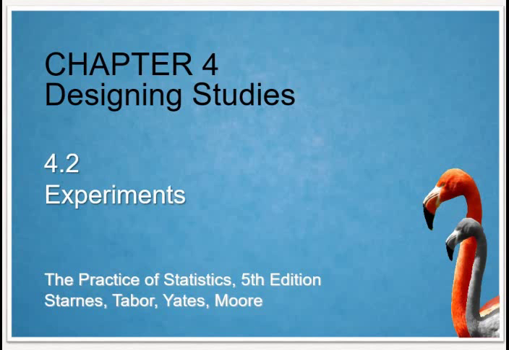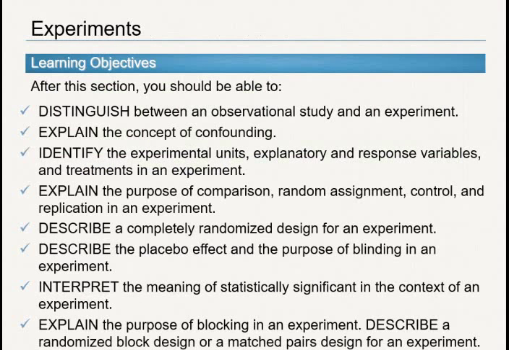You're gathering data about something. You're not interfering with your subjects in any way. You're just getting information from them. That would be considered a survey, which is a type of observational study. These are experiments. Okay, so how is an experiment different? These are our objectives. We're going to be going through all of these in this video, except for the last two.